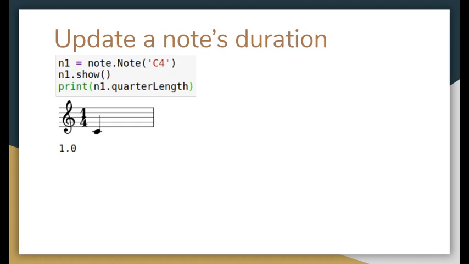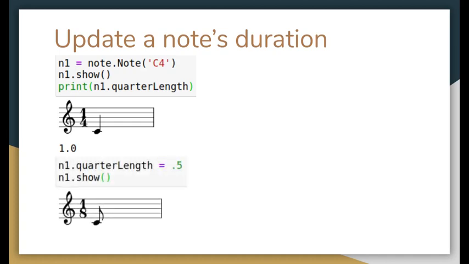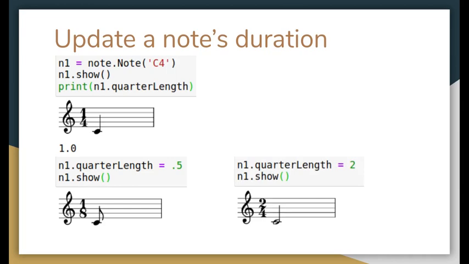Also take a look at the quarterLength property. My note N1 has a quarter length of 1. This means that the duration of my note is the duration of one quarter note. So if we want to modify the duration of a note, we could reset the quarter length property. For example, here I set the quarter length to 0.5 and we get an eighth note. And as we know, eighth notes have half the duration of the quarter note. And here I set the quarter length to 2 and thus we get a half note. Half notes have double the duration of a quarter note.